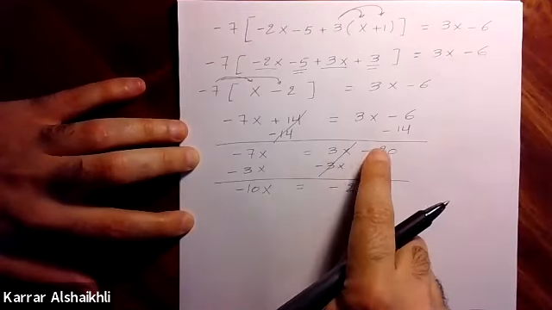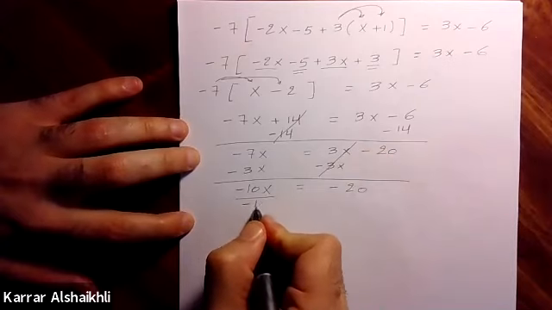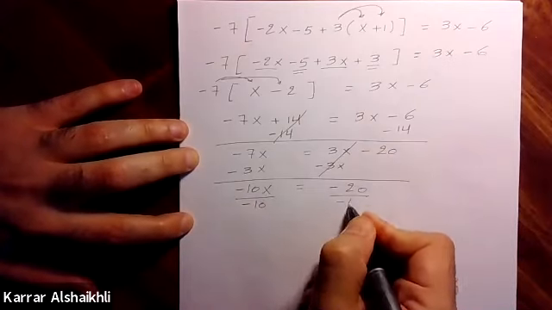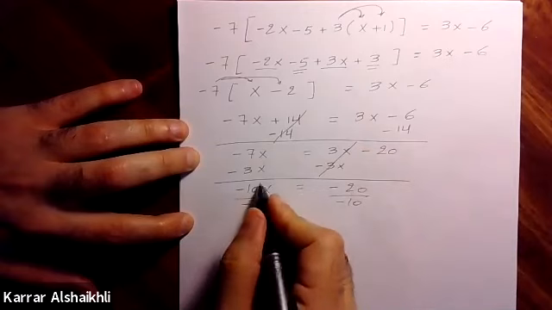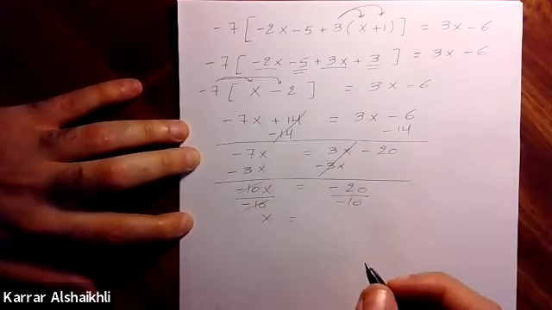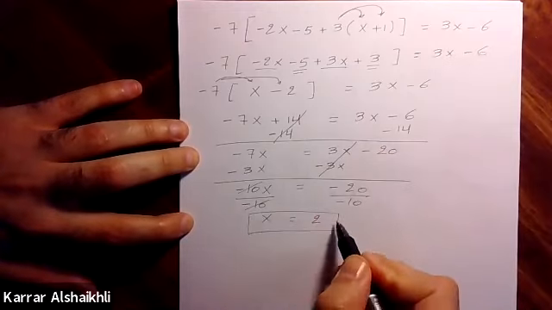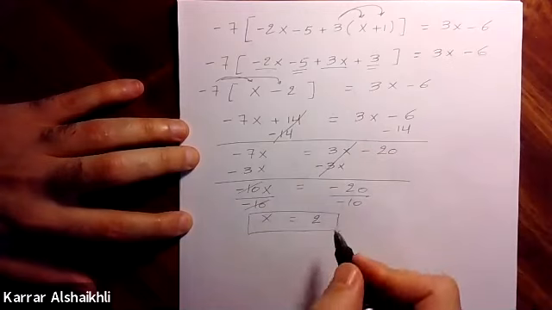from the right side. Last step, you're going to divide both sides by negative 10. Cancel these. So x is going to be equal negative 20 divided by negative 10 is going to be 2. This is the solution for this example.